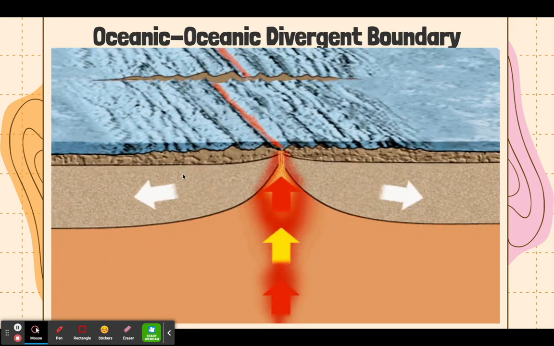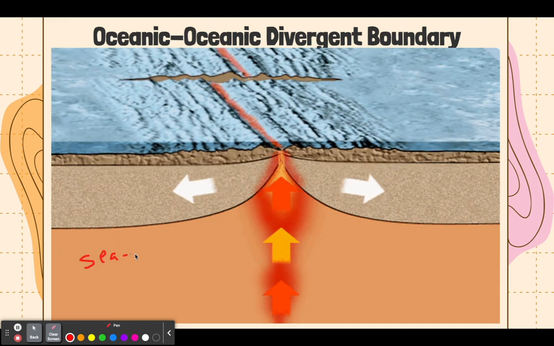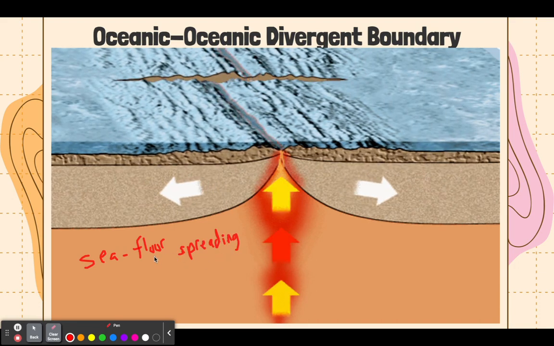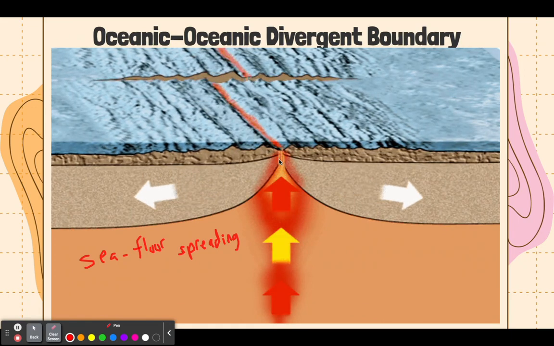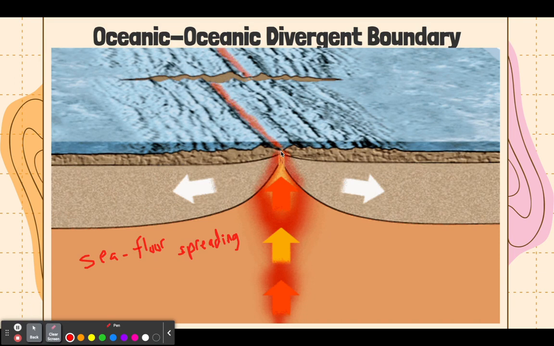The next type of divergent boundary is oceanic. We call this literally seafloor spreading. Do you know why? That's because the seafloor is spreading. Now this happens under the ocean, so as the magma or lava comes up out of the mantle above the crust, it hits the ocean and cools down.